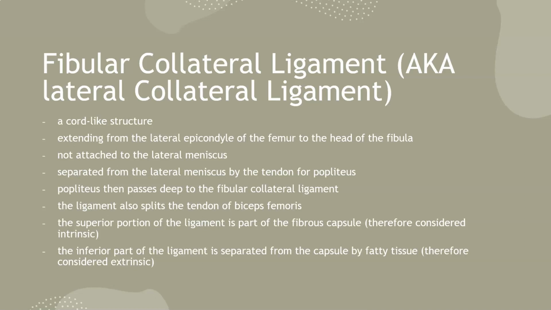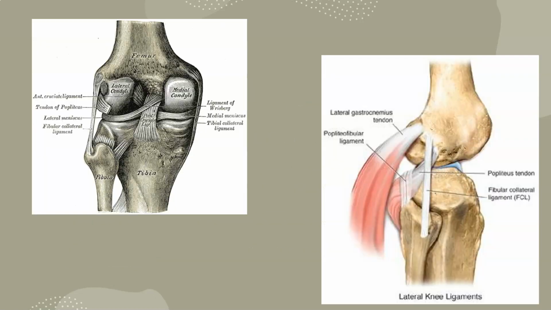So the first, the lateral, is called the fibular collateral ligament, and it's cord-like, and it extends from the lateral epicondyle of the femur to the head of the fibula, hence the reason why the fibula has that pointy top on it. It does not attach to the lateral meniscus. So the one thing to take away is that the fibular collateral ligament runs from the femur to the head of the fibula, but does not have any connection to the lateral meniscus. It is separated from the lateral meniscus by the tendon for popliteus.